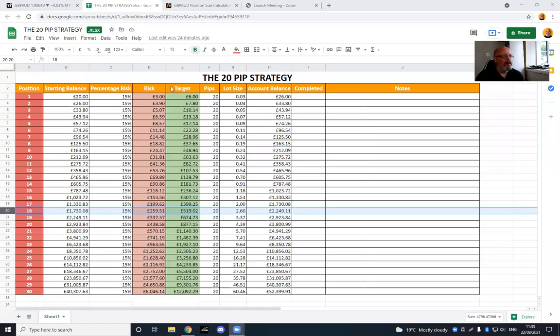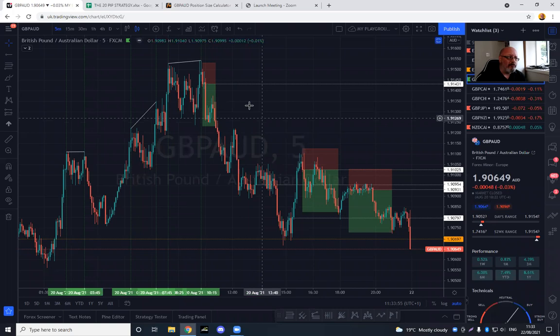So this is a spreadsheet. I'm sure you've all seen spreadsheets before. I've got up the top here saying the 20 pip strategy. We're just looking for 20 pips. And if you don't know what a pip is, let me talk you through it. This is price movement. So this currency pair here is the pound Australian dollar. Sometimes price goes up, price goes down, and pips are how we measure the price movement on a currency pair.